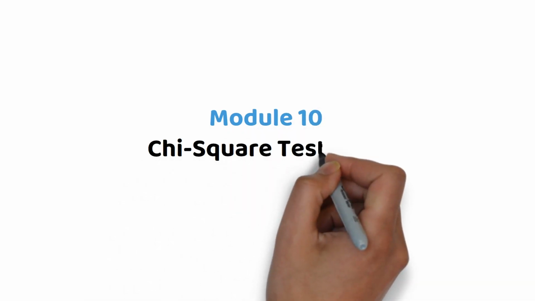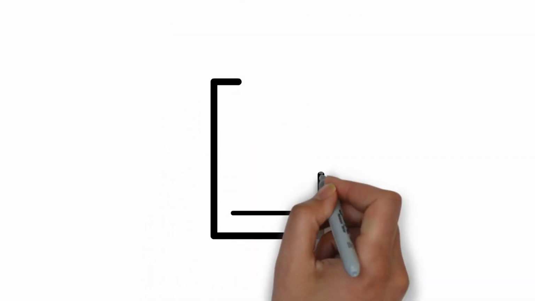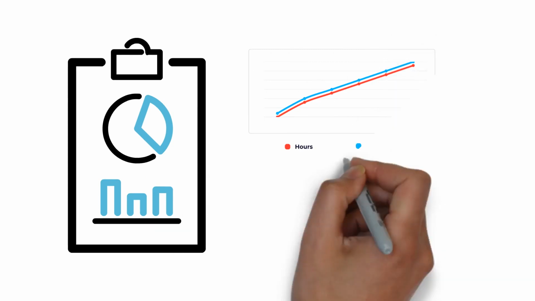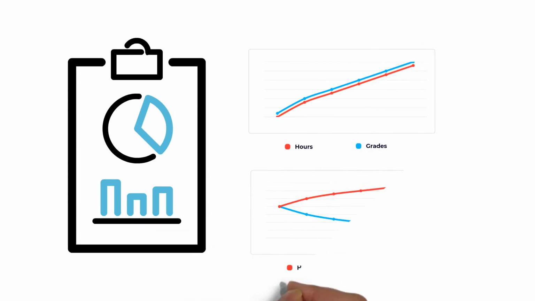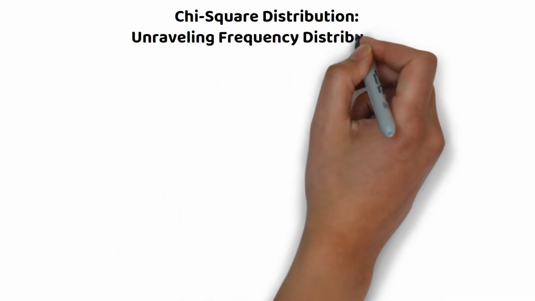Module 10, chi-square tests and the F-distribution ANOVA. In our journey through statistics, we often come across data that requires a different set of analytical tools than we've previously employed. Our last module presents methods that let us dive deeper into categorical data, variances, and comparing multiple means. Chi-square distribution, unraveling frequency distributions.